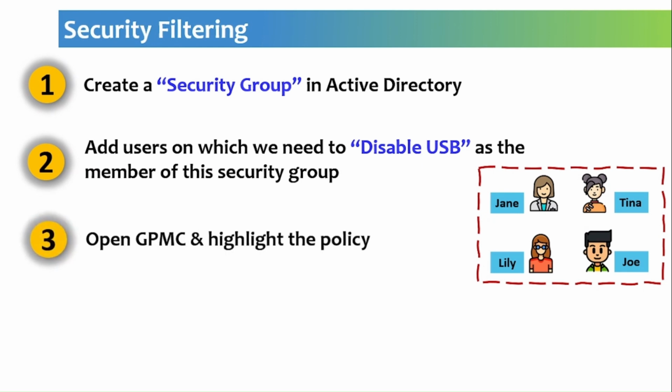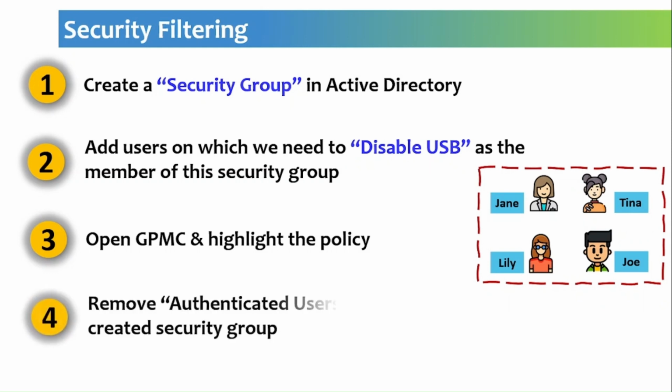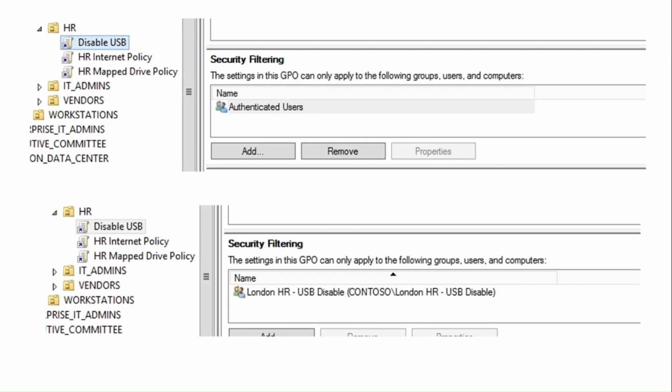Number 3, we'll open up Group Policy Management Console and simply highlight the policy. And in the right hand pane, we'll see authenticated users. We'll simply remove authenticated users and add the newly created group there. So we'll remove authenticated users and simply add the newly created security group. So it's somewhat like this.